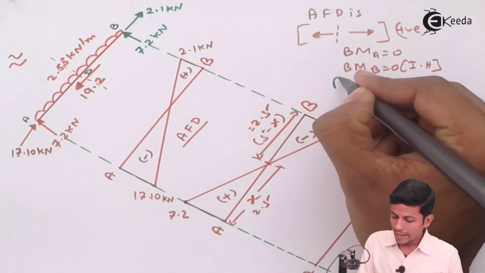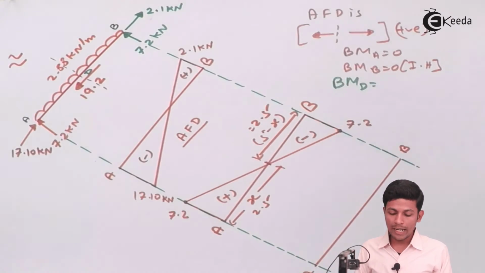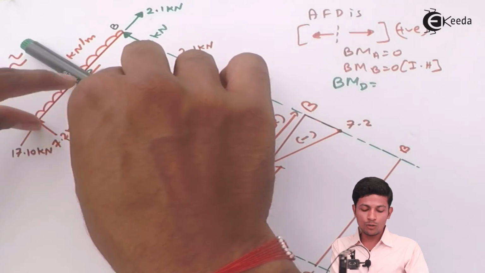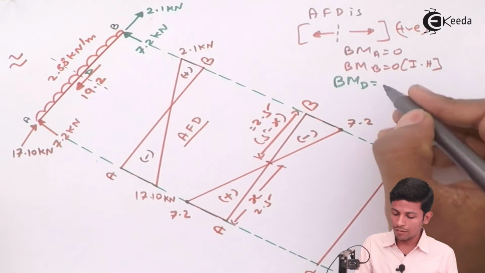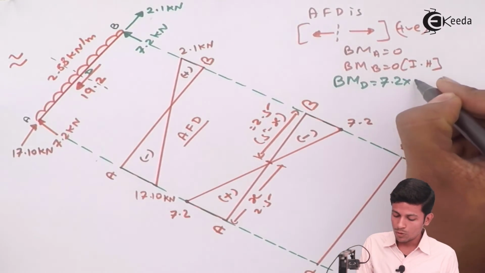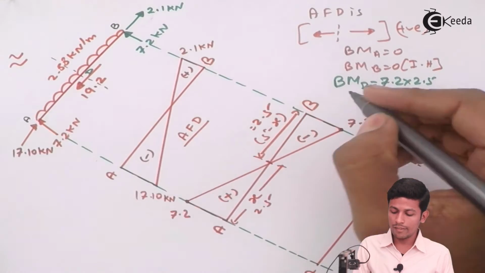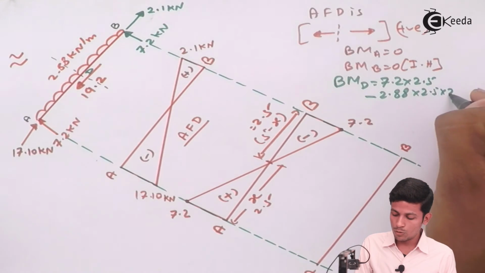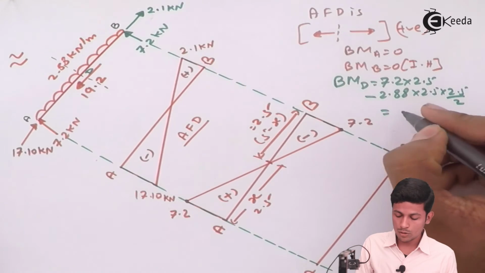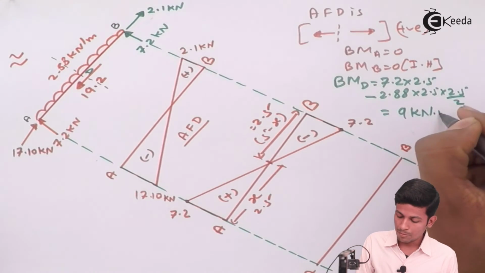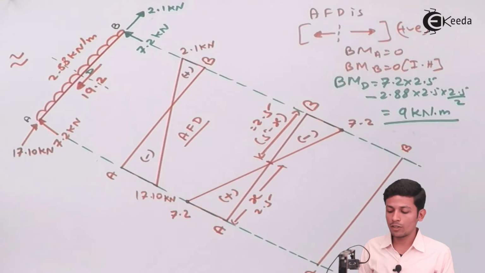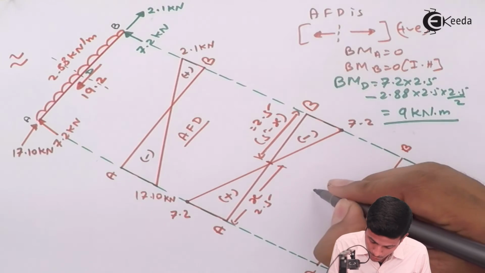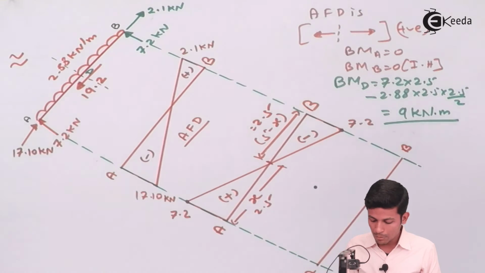Now we have to find the bending moment at D. What is the bending moment at D? We are taking a section over here. We see this 7.2 into this distance 2.5 will be positive, 7.2 into 2.5. Now this UDL will come minus 2.88 into 2.5 into 2.5 divided by 2. While solving this you get 9 kilonewton meter. The bending moment at D will be 9 kilonewton meter. Where the shear force is 0, the bending moment is maximum.